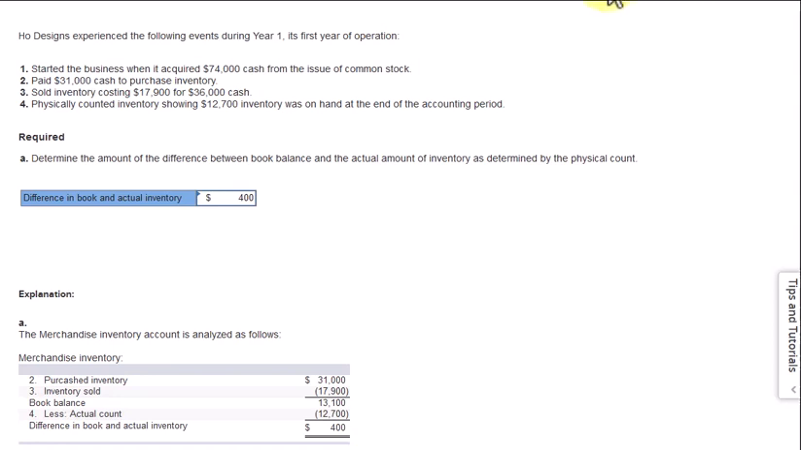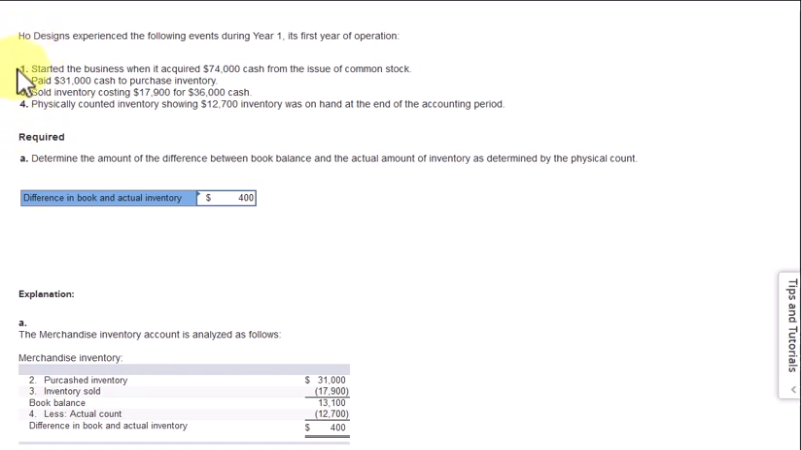Let's look at this exercise together. In this exercise, they give us a series of transactions, and what we are ultimately going to do is compute the difference between the book balance and the actual amount of inventory based on physical count. I'm pointing this out in terms of what's actually required because sometimes in problems they give you extra information, and they do in this problem.